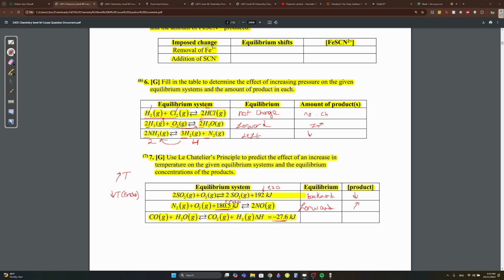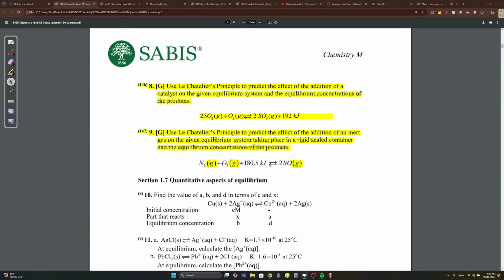Here, delta H is negative, so it's an exo. So will it favor the forward exo? No, we want endo, so it's going to go backwards. So products will decrease. Very easy, guys. Nothing too hard.